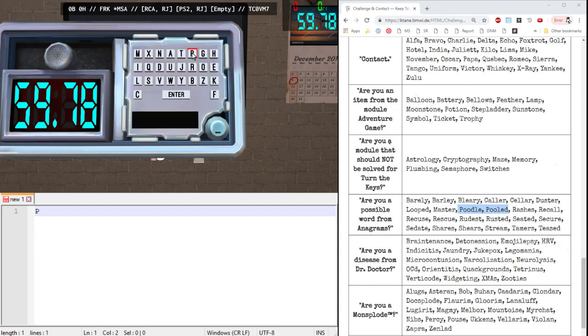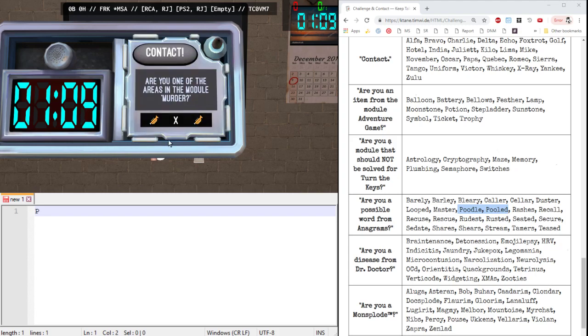Contact. Challenge. Poodle. Lots of time left. Notice, I've got the right answer. If I submit it early, it flips back over. I didn't get another letter, it reset, but I did not get a strike.